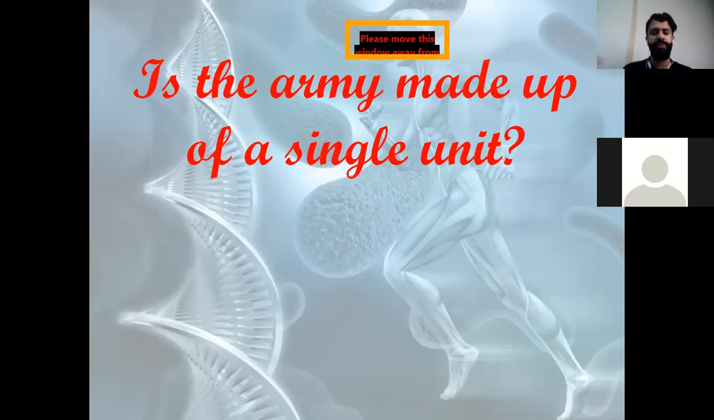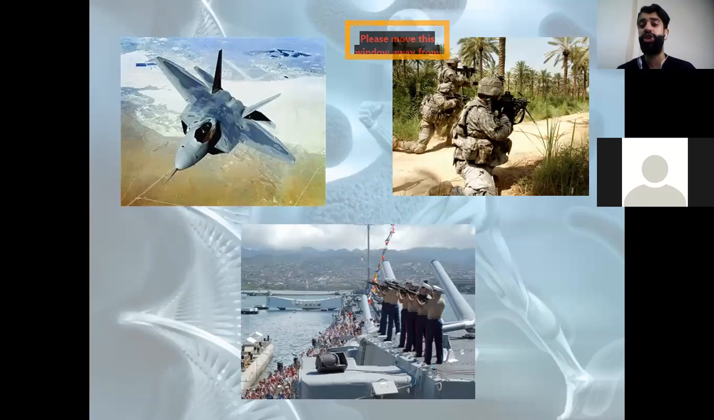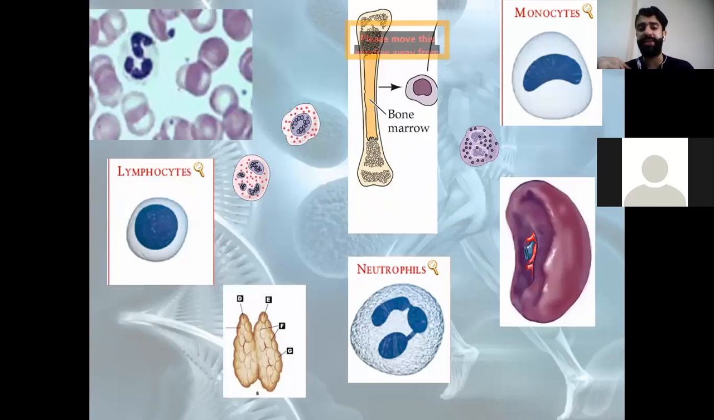You all know the army. The army is composed of different units: we have the navy, the ground forces, and the air force. So this is the army. What about our body? Our body is composed of different cells.